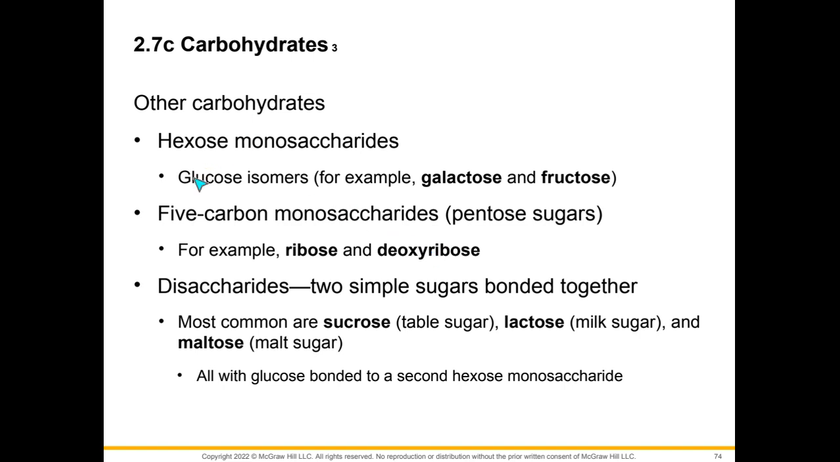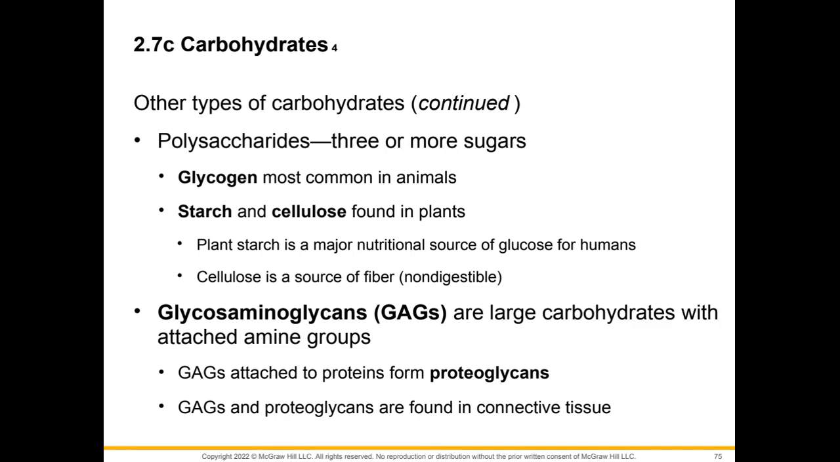Because glucose has the same molecular formula as galactose and fructose, but they look different, they're known as isomers. A disaccharide has 2 sugars. Sucrose is composed of glucose and fructose. Lactose is composed of glucose and galactose, and maltose is composed of glucose and glucose.